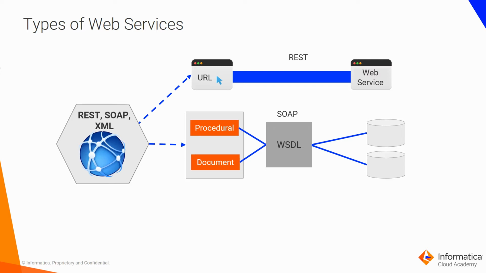RPC encoded. This is procedural in nature, which means that it asks for the data by the name of the procedure and for certain data types. For example, give me account details of customer since this given date.